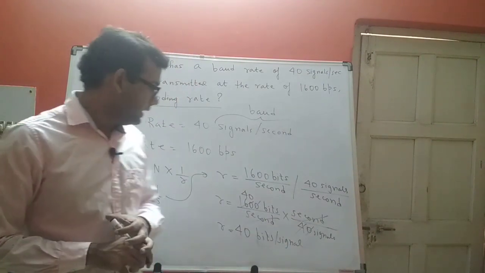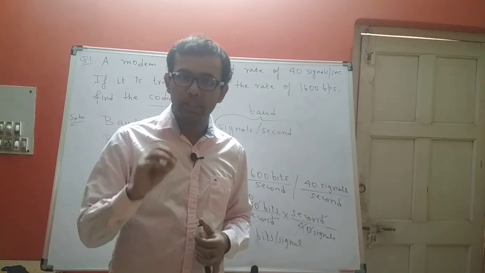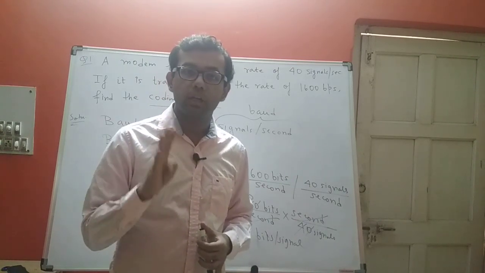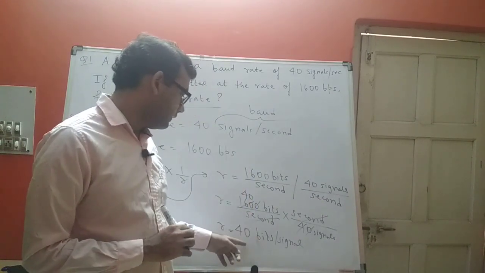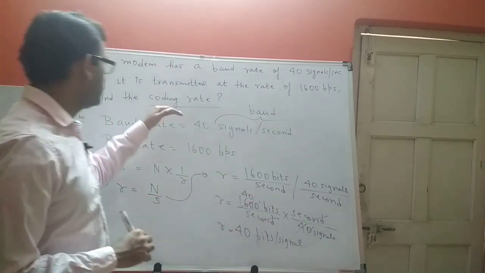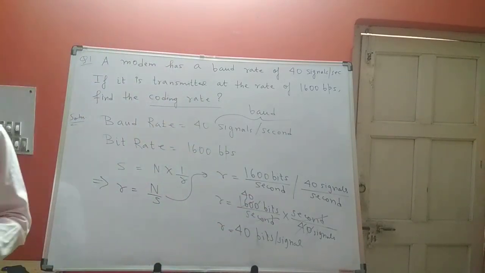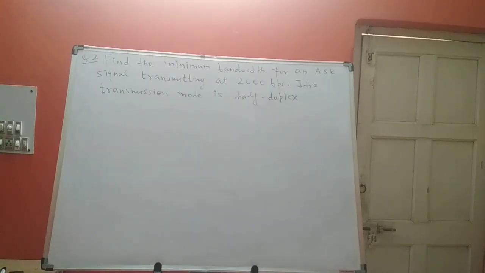What does this mean? This means that every signal element will be given the responsibility to transport 40 bits. This is the meaning of coding rate. I hope this part is clear. What I'll do is take up another sum. Please pause the video and copy down the question. I hope you have copied it down.